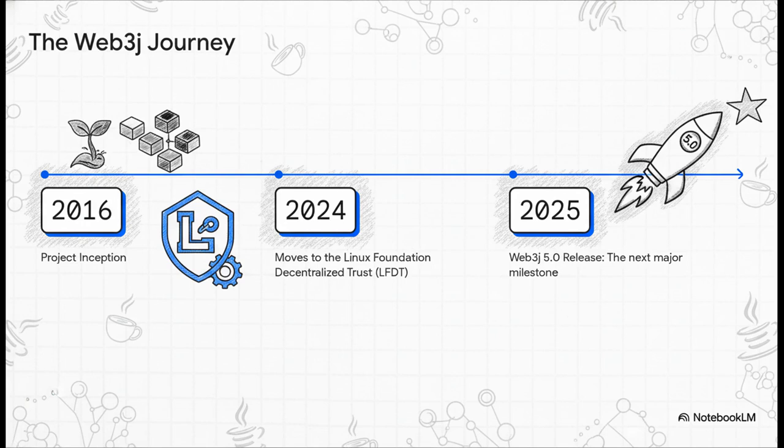So this timeline really captures the whole journey perfectly. It all starts back in 2016. Then there's that critical move to the Linux Foundation in 2024, and now we're all looking ahead to the next huge milestone, the release of version 5.0.